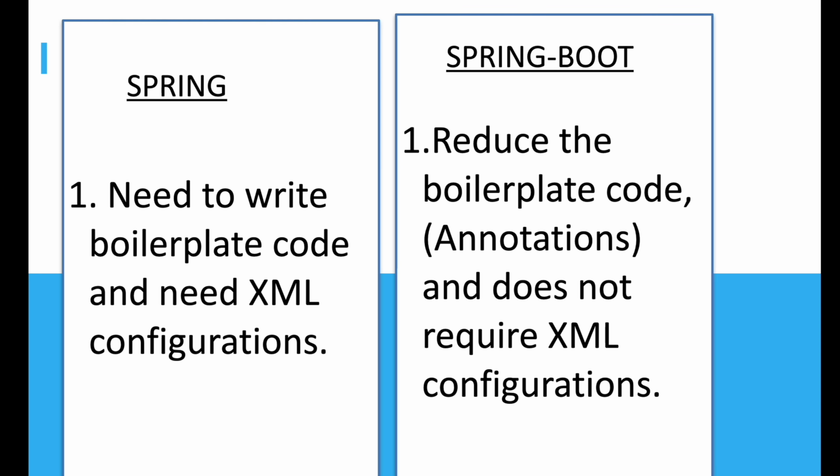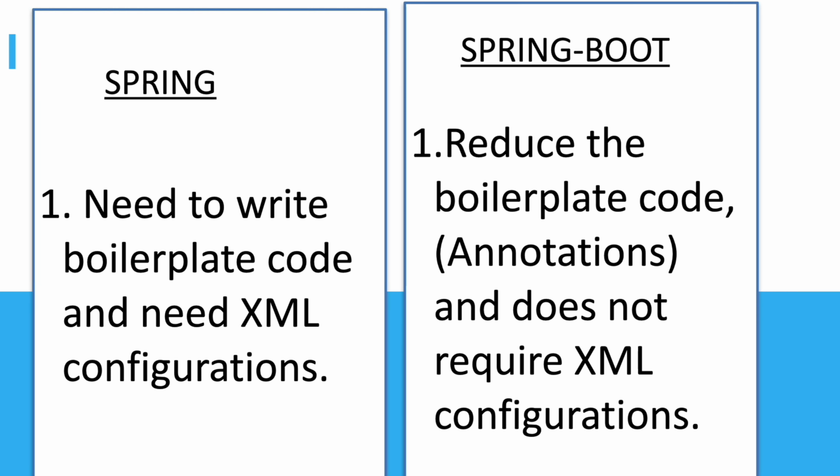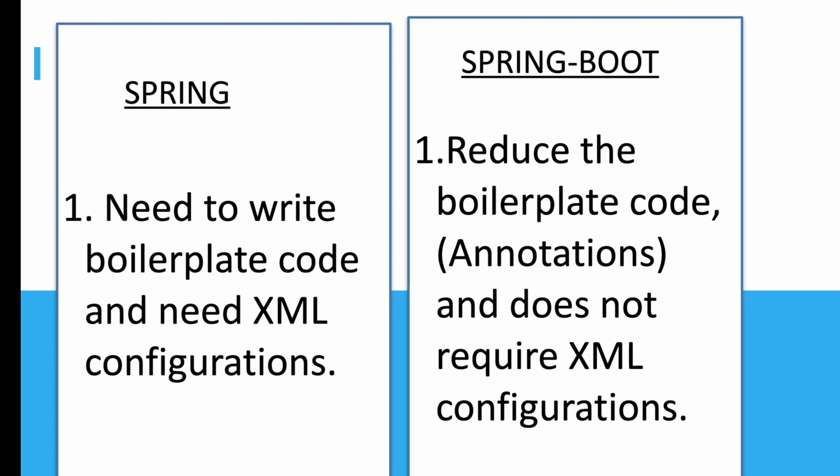And finally, let's talk about the code perspective. In the Spring Framework, we need to add more boilerplate code, like more methods need to be added, and also need to add XML configurations and all. Whereas in Spring Boot, we do not need to add a lot of code, meaning we can reduce the boilerplate code using some annotations, and also no need to add XML configurations as well.